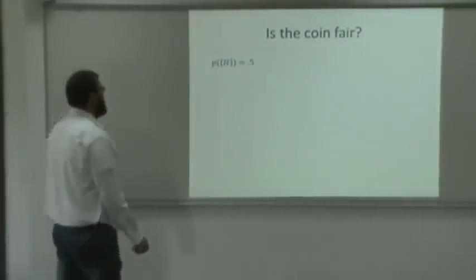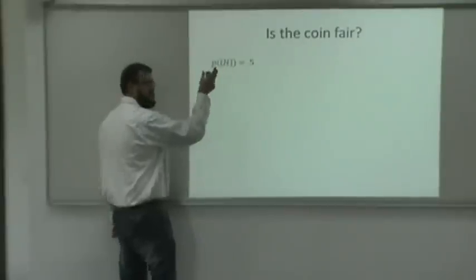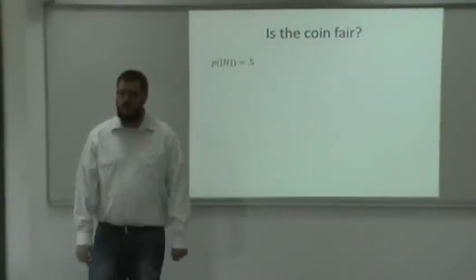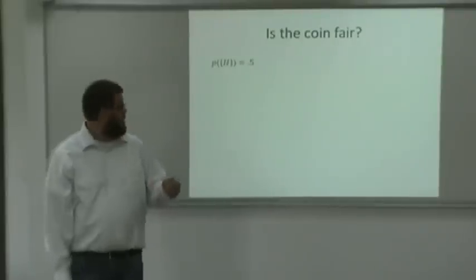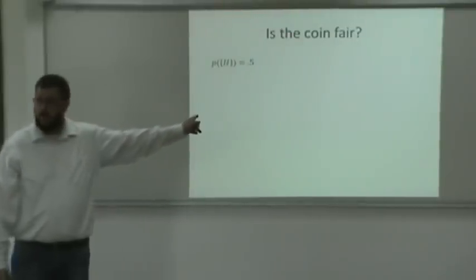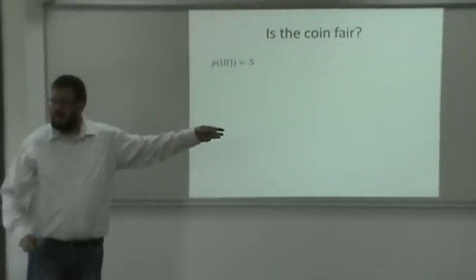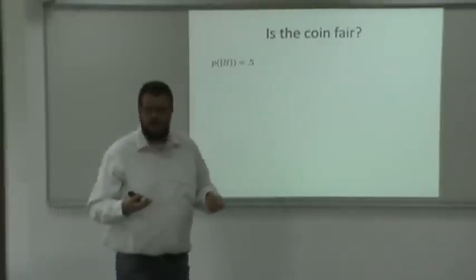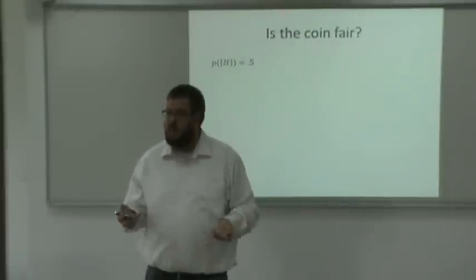So is the coin fair? The probability that we would observe this set of outcomes, that is one head in one flip, is 0.5, right? So is this good evidence that the coin is fair or not fair? Yeah.